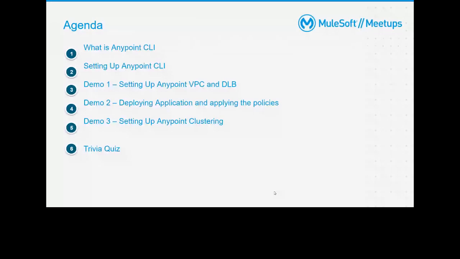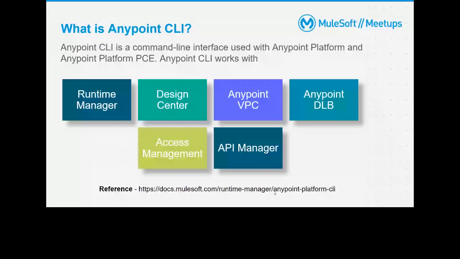Let me give the definition of Anypoint CLI. Anypoint CLI is a command line interface which is used with the Anypoint Platform and Anypoint Platform Private Cloud Edition. Anypoint CLI works with various components provided by MuleSoft. In the cloud, we have Runtime Manager, API Manager. Within Runtime Manager, we have VPC, dedicated load balancer, access management, and design center.